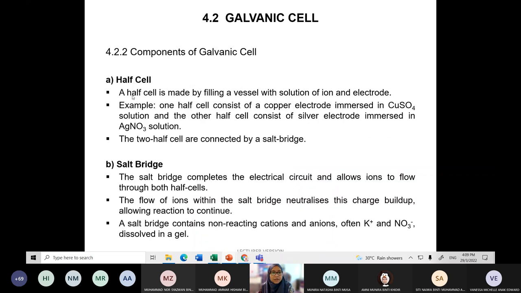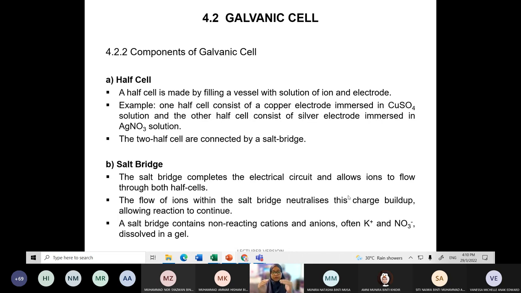A half cell is made by filling a vessel with a solution of ions and an electrode. For example, one half cell consists of a copper electrode immersed in copper sulfate solution, and the other half cell consists of a silver electrode immersed in silver nitrate solution. The two half cells are connected by a salt bridge. The salt bridge completes the electrical circuit and allows ions to flow through both half cells.